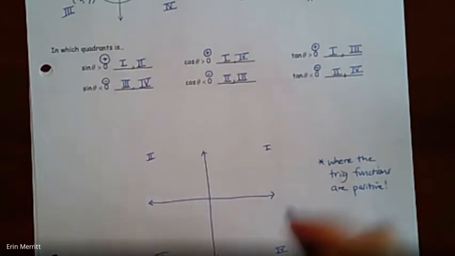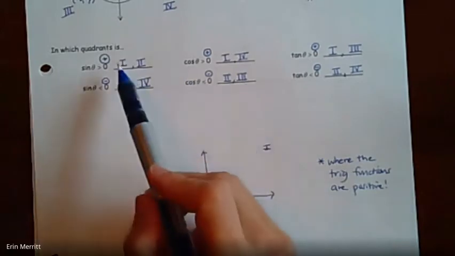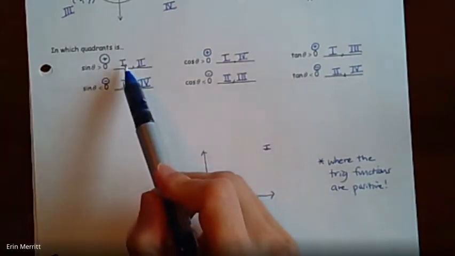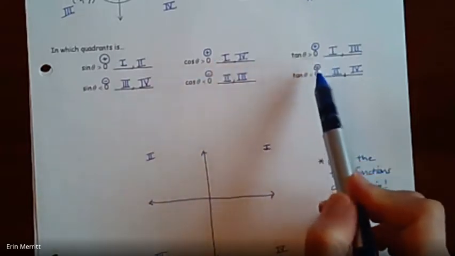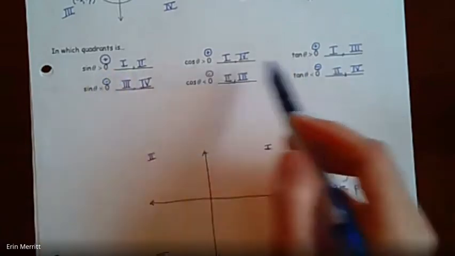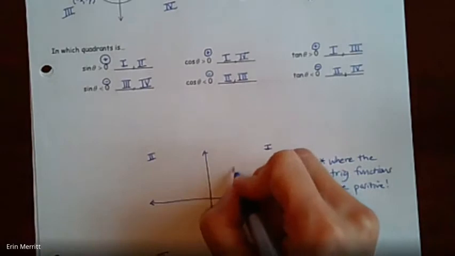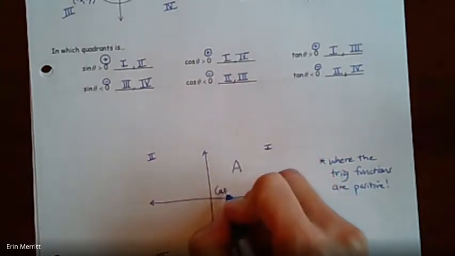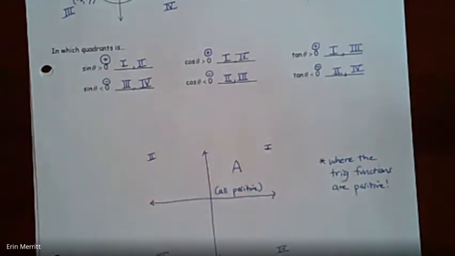So start with quadrant 1. If I look, quadrant 1, sine is positive in quadrant 1, cosine is positive in quadrant 1, tangent's positive in quadrant 1. So what I'm going to put there is rather than listing sine, cosine, tangent, I'm just going to list that they're all positive here. So I'm going to put an A here and remind myself that that represents that they're all positive in quadrant 1.